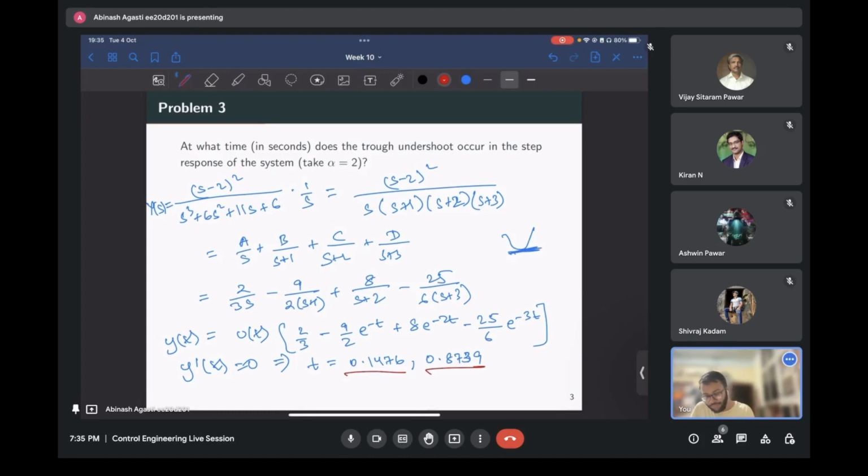That we can find out by further finding out y double dash t, that is the double derivative, and plugging in either of these values, 0.1476 and 0.8739. You will find out that y double dash of t is greater than 0. So that means that is actually a local minima. So the undershoot occurs at this time instance.